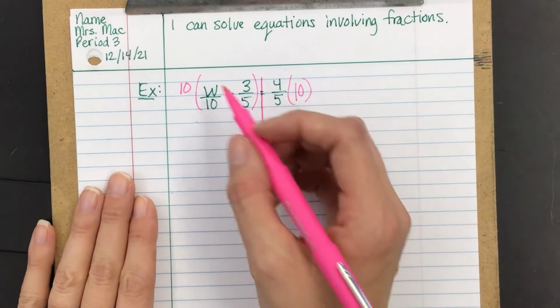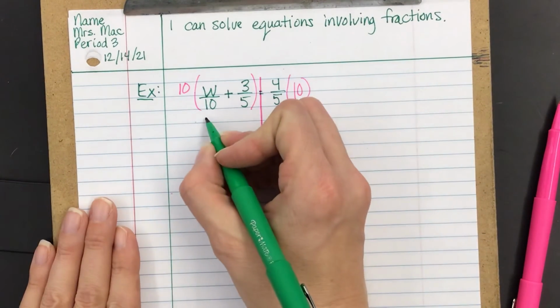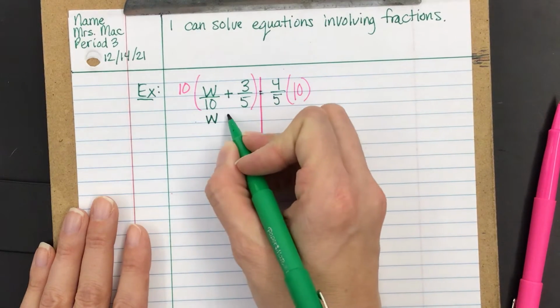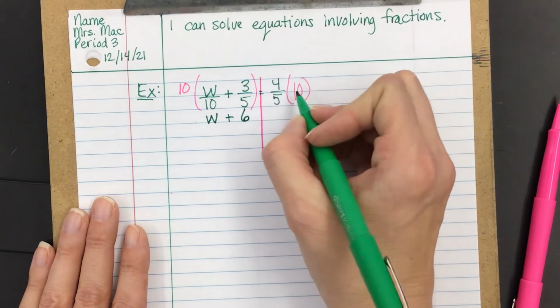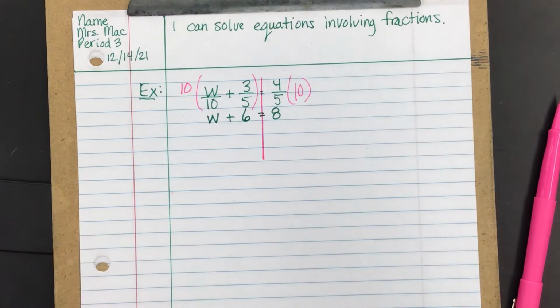And look what happens. 10 times w divided by 10 is just w. 10 times 3/5 is 6. 4/5 times 10 is 8. Voila, it's like magic, right? Pull out my magic wand, fractions are gone, okay? w plus 6 is equal to 8 is a lot easier to wrap your mind around, right? Yes.